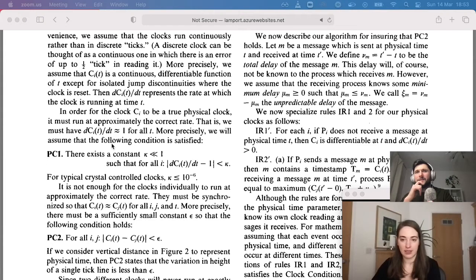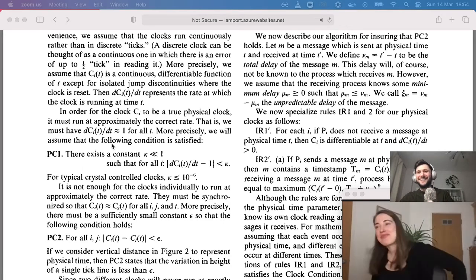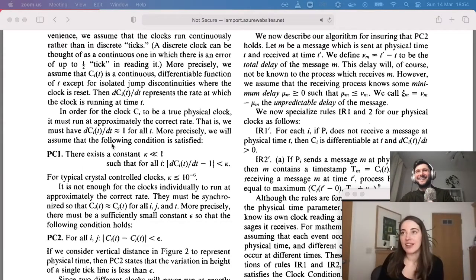So the rate is good enough that you don't have issues with the rate. Sorry, that wasn't very intuitive. Yeah. It says that the clock Ci must run at approximately the correct rate. So the rate is almost constant. So it's almost the same time between ticks all the time. Yes. Continuously. Yes, this sounds better.